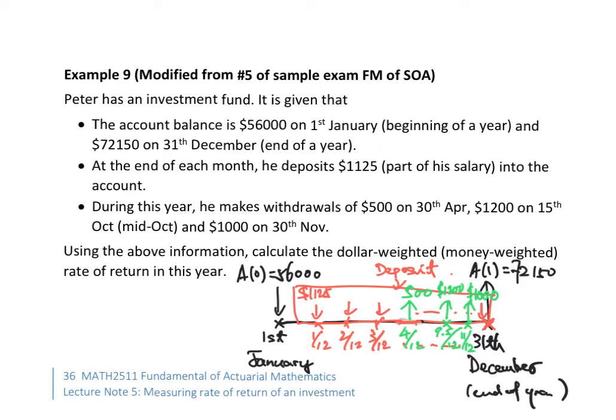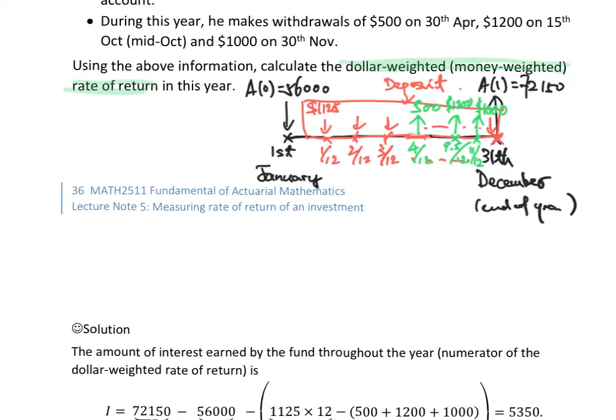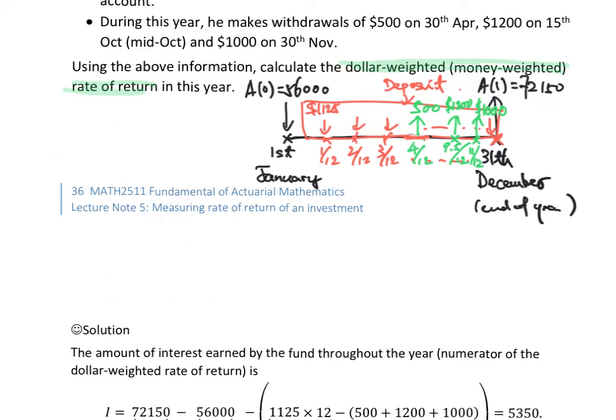Then what we want to do is, given this information, I want you to evaluate this investment fund over this year. In particular, I want you to calculate the dollar weighted rate of return over this year. In order to get this, first of all, you can try to recall the formula of your dollar weighted rate of return. Let's call it I. Remember, according to the definition, the I is just equal to what?